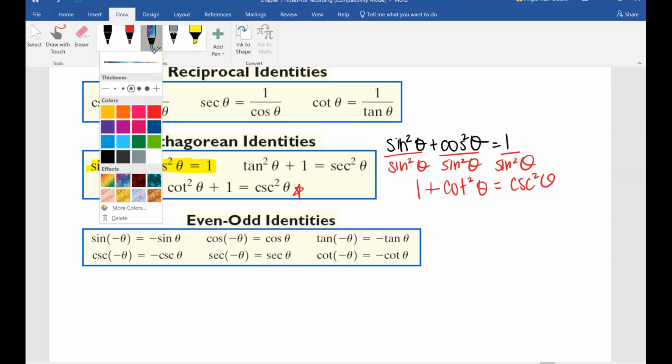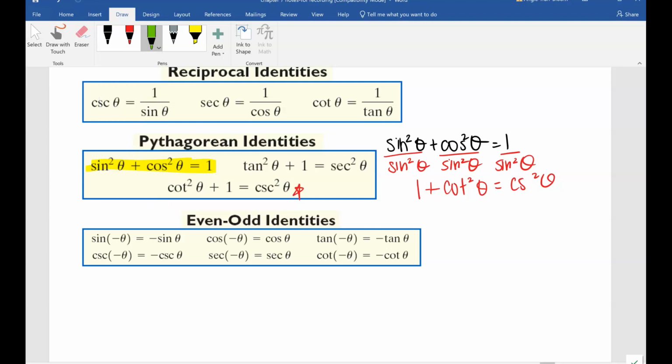Mind you, you don't have to memorize a lot of things if you can just derive it yourself, okay? Now, what if I don't feel like dividing everything by sine square? Can I technically divide everything by cosine square? Sure. You're probably going to guess that it's going to give you the other identity that's sitting in that box. So divide everything by cosine square.